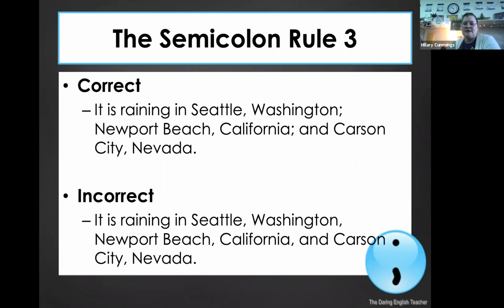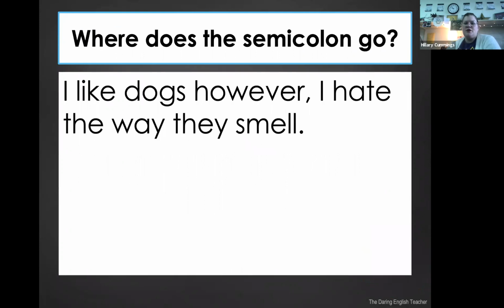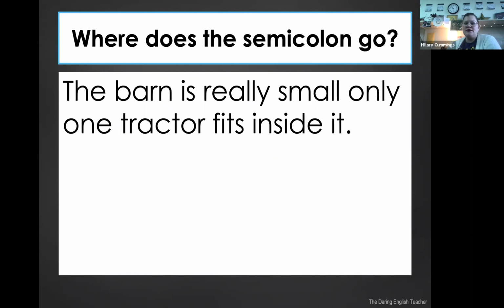All right, take a look at this correct versus incorrect here. So where does the semicolon go? I like dogs, however, I hate the way they smell. So first of all, we need to notice that we've got a conjunctive adverb in this sentence, right? So I like dogs, the semicolon has to come before the conjunctive adverb, however. The barn is really small, only one tractor fits inside it. So we've got two related independent clauses here. So where does that semicolon go?